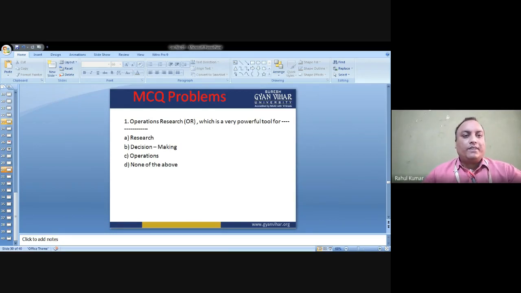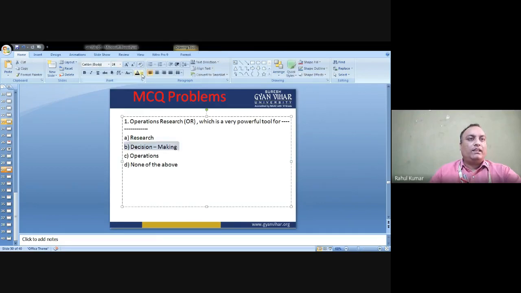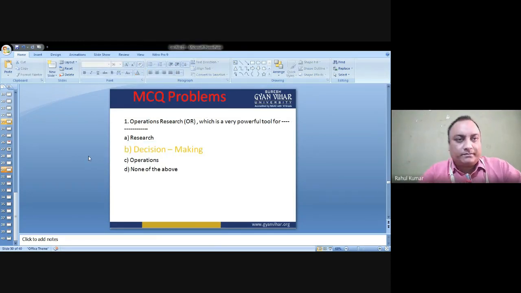These are the MCQ problems for this topic. First question: operations research, OR, is a very powerful tool for the decision making process. For the decision making process, this is the correct answer, right? Operations research is a very good way to give decisions.